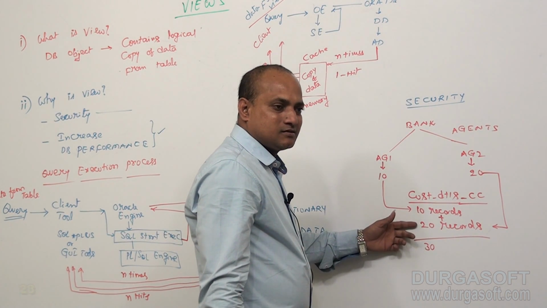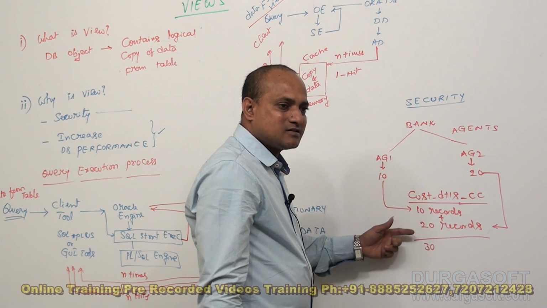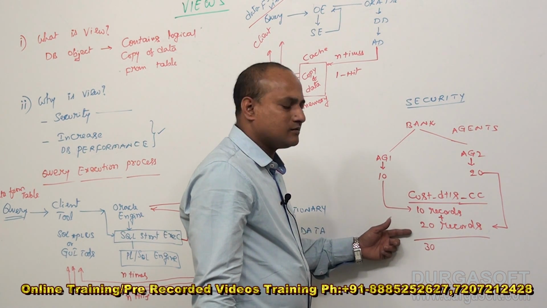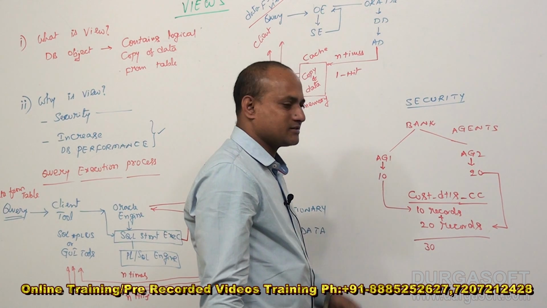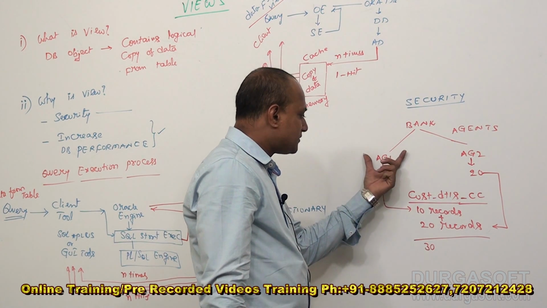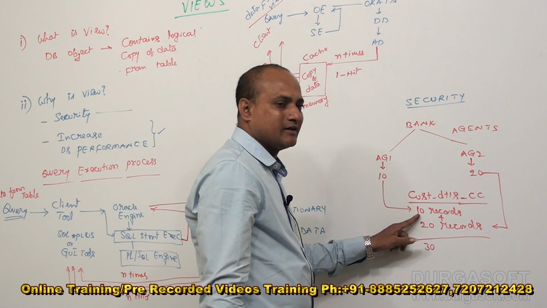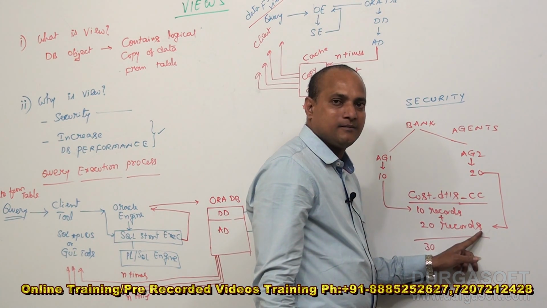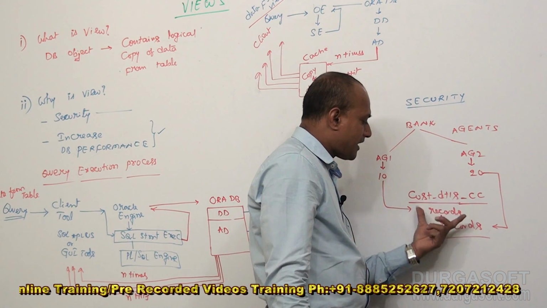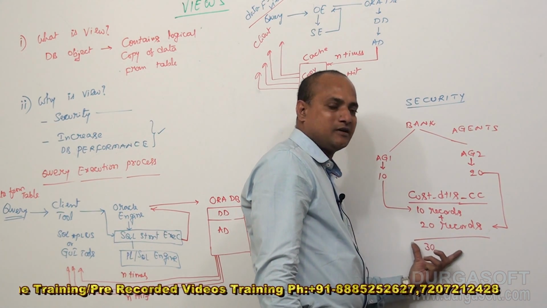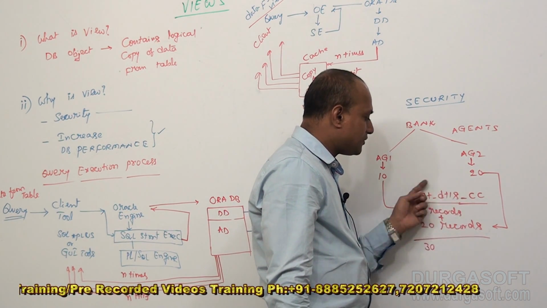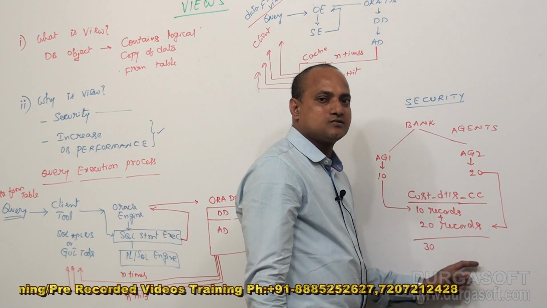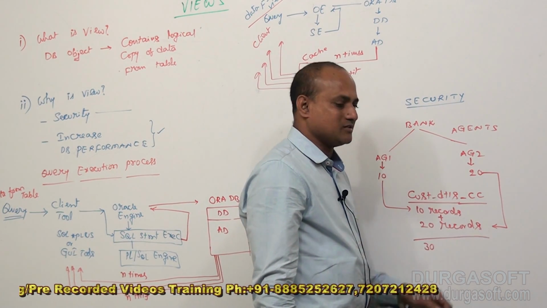Any agent can see complete data from the table. Actually, they don't need that. Only agent 1 needs his own customers' data, and only agent 2 needs his own customers' data. If these two agents have complete permission on the table, they can see any kind of data from the table. That is not necessary for these agents.